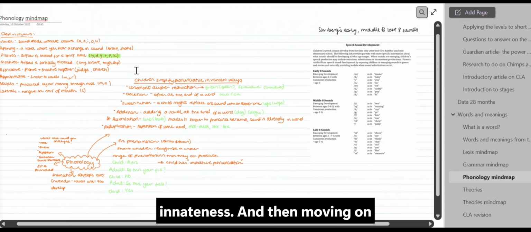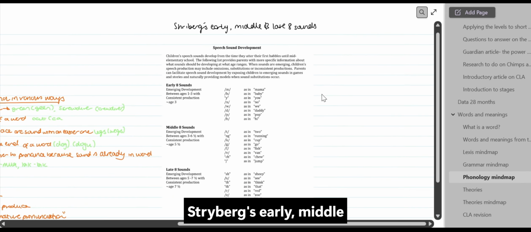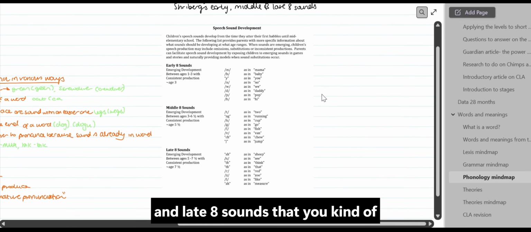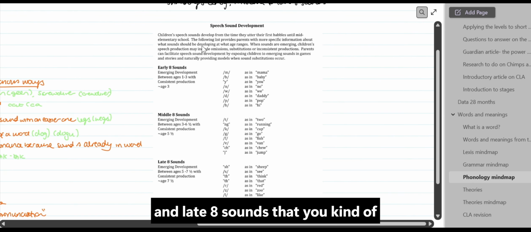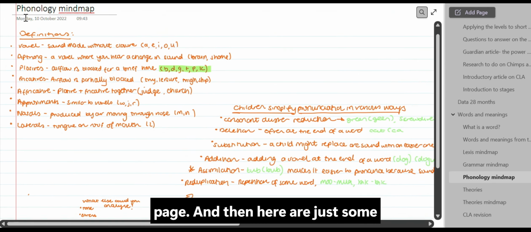And then moving on to the phonology mind map. So here are Shriberg's early, middle, and late eight sounds that you just have to learn, really. There's not much to it. It's just as it is on the page. And then here are just some definitions.